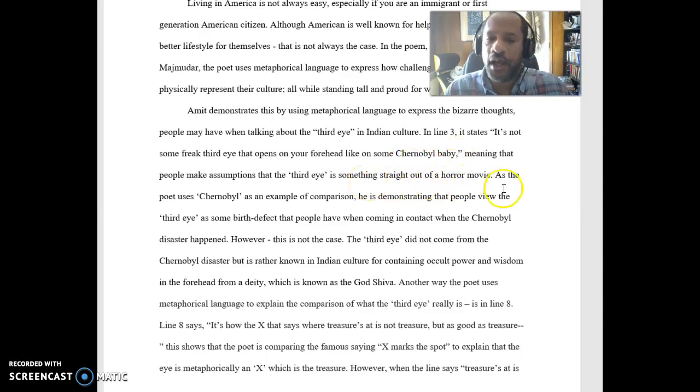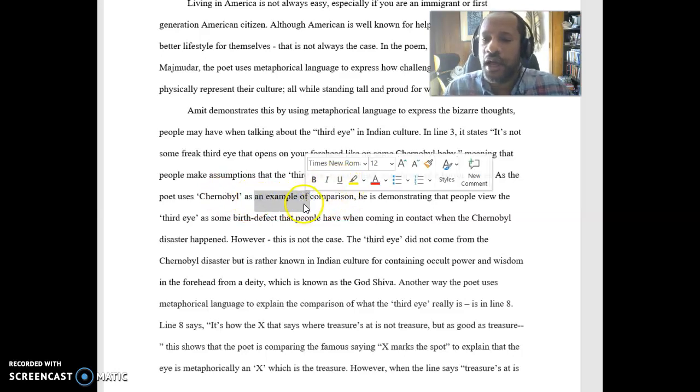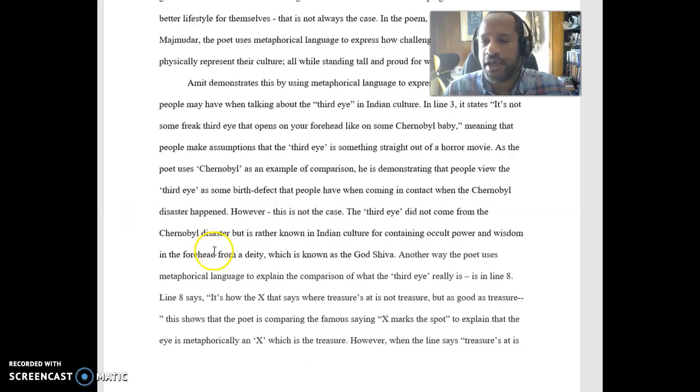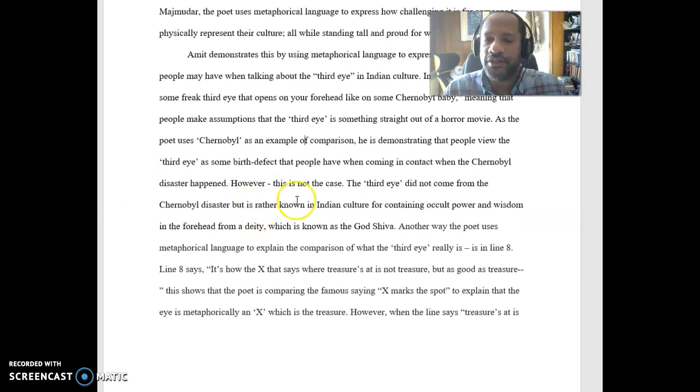So that's what that simile is doing. The poet uses Chernobyl as a comparison, right? He is demonstrating that people view the third eye as some birth defect that people have when coming in contact with the Chernobyl disaster that happened. However, this is not the case. The third eye did not come from the Chernobyl disaster, but is rather known in Indian culture for containing occult power and wisdom in the forehead from a deity, which is known as the god Shiva.